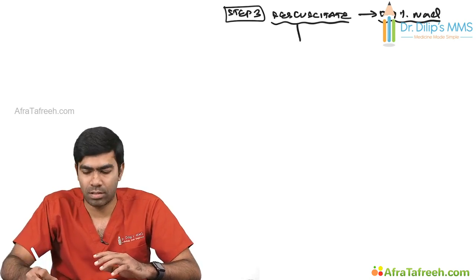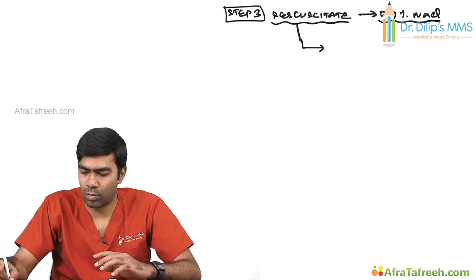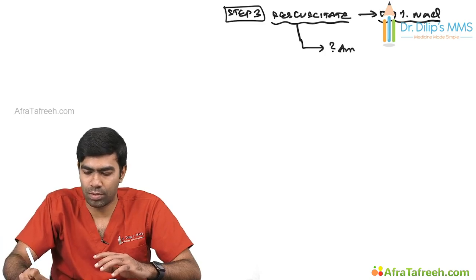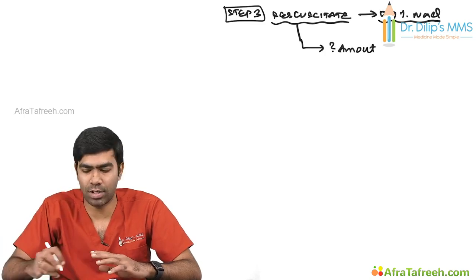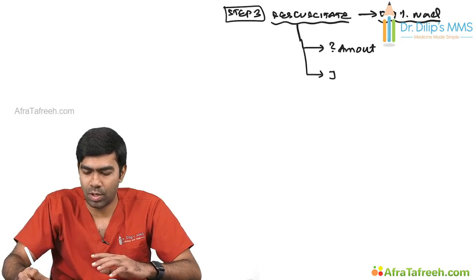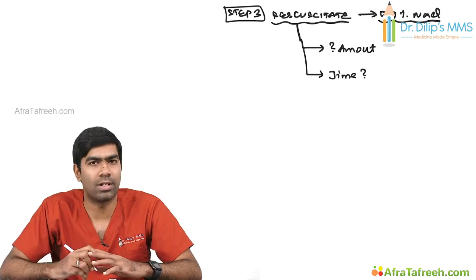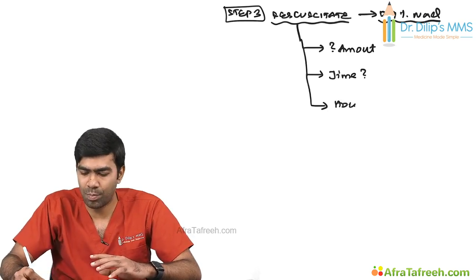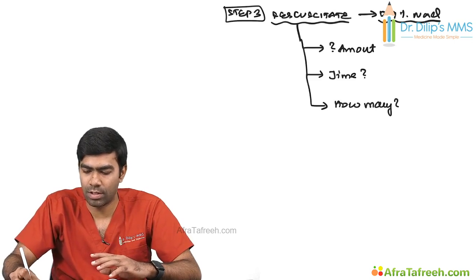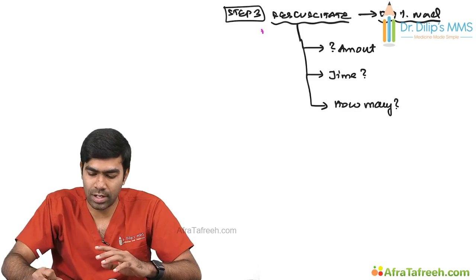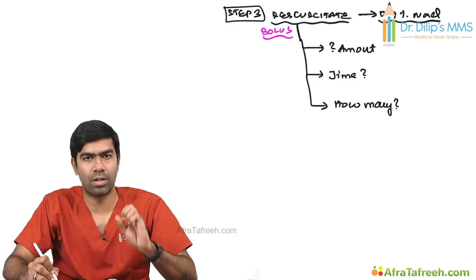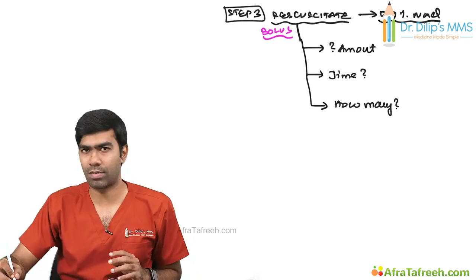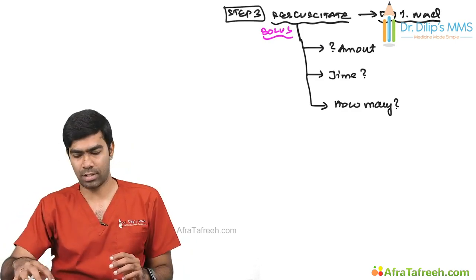So the question is, what is the amount of fluid that you have to give for resuscitation, and what is the time period over which the resuscitation fluid has to be given? And the third question is, how many boluses are you going to give? Because you are going to resuscitate in the form of giving fluid boluses. So how many boluses you have to give? That is also a third question that has to be answered.